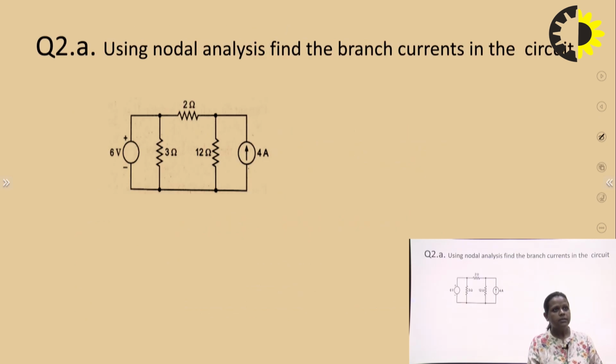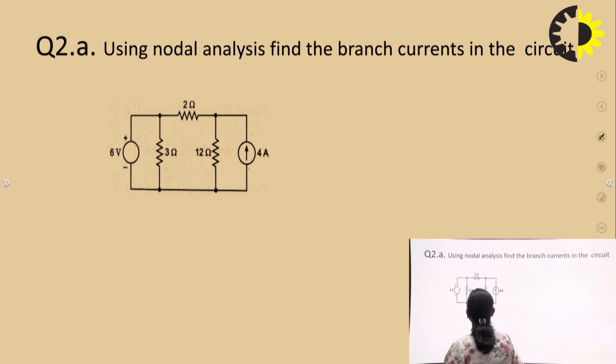Then the next is the question from section B. Section B, the first question is: using nodal analysis, find the branch current in the circuit. So you have to find the branch current in the circuit. Here you can see the circuit, and you have to solve this question by using nodal analysis.